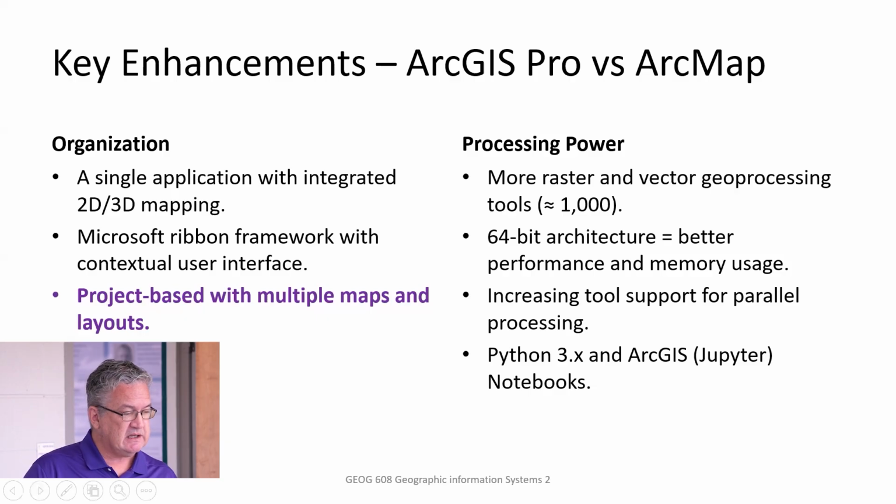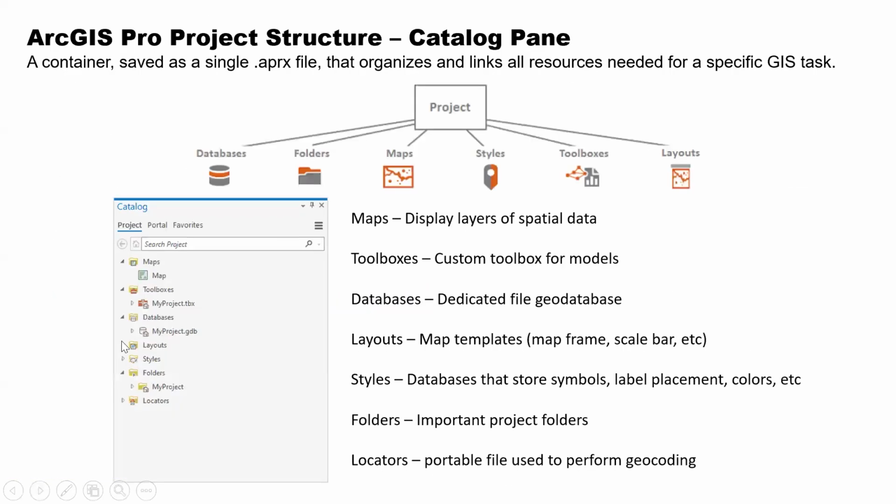And we'll see this when you open up today's project. You'll see it. I've got a little screen capture here of the catalog pane for ArcGIS Pro. That is a standard design setup structure for an ArcGIS Pro project. You see major categories like maps and toolboxes and databases. We can add to that.